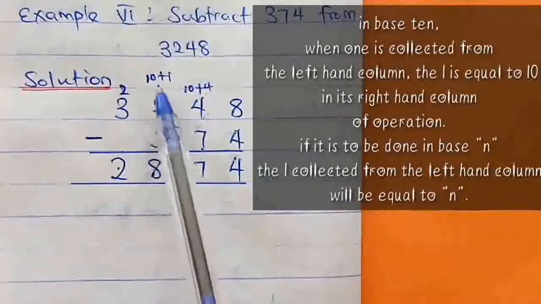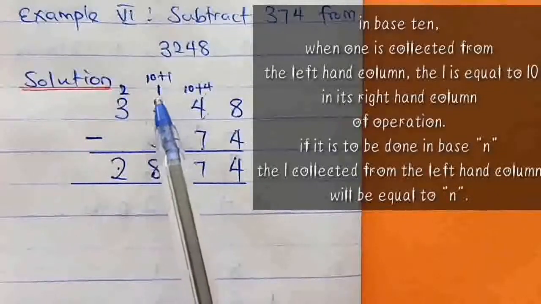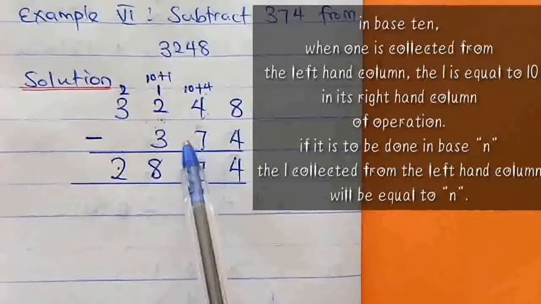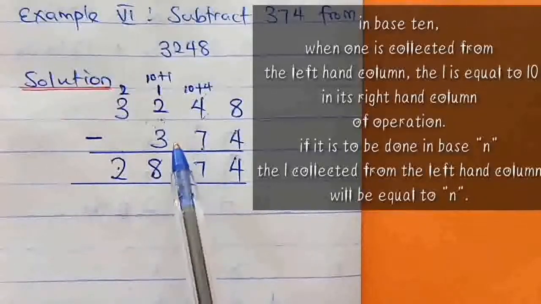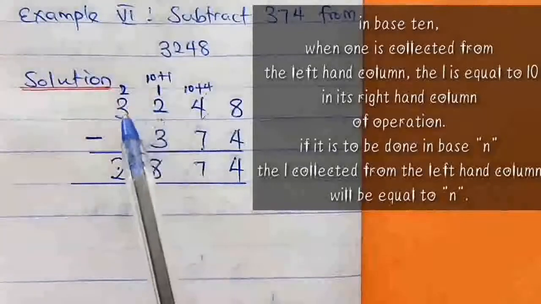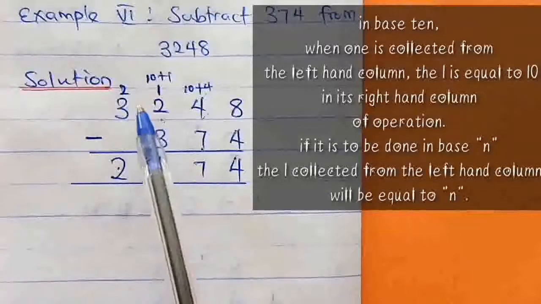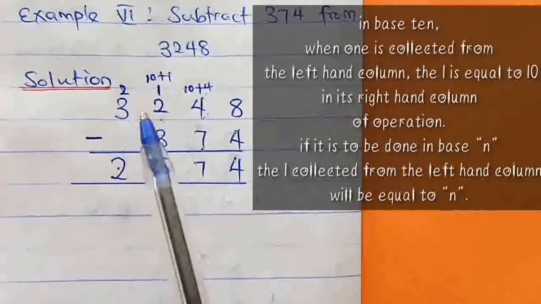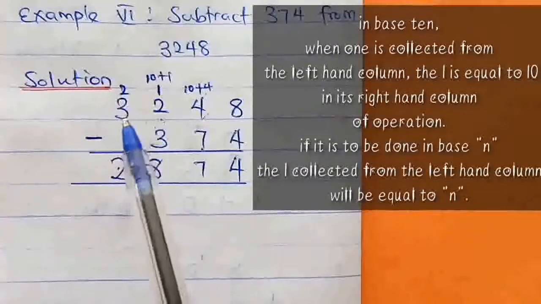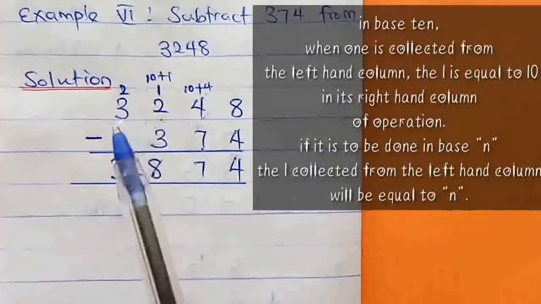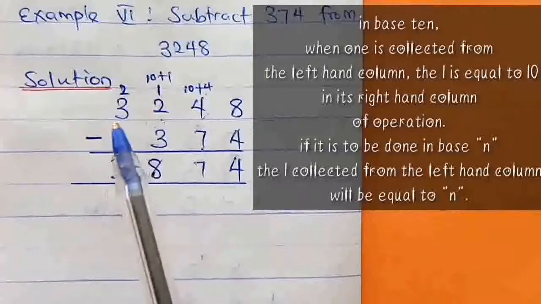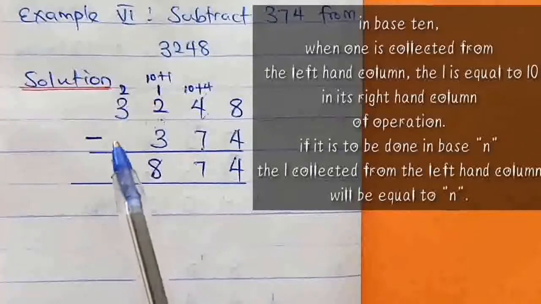The reason why whenever we collect 1 from the left-hand side column, it becomes a 10 in this question is because we are dealing with base 10. If we are dealing with base 2, if we collect 1 from the left hand side, the value will be equal to 2. In base 3, it will be equal to 3. In base 4, it will be equal to 4. In base 5, it will be equal to 5. In base 6, it's going to be 6. In base 7, it's going to be 7, and so on.